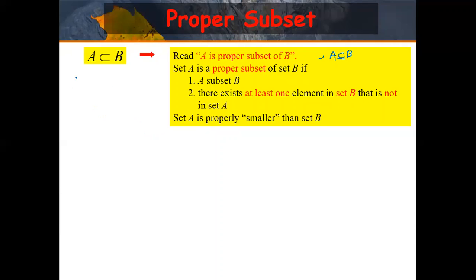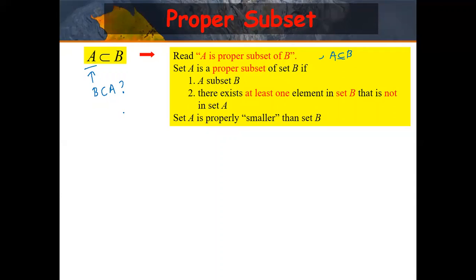Okay? Tengok mana dulu datang. Kalau A subset B, maksudnya all elements in A must also be elements of B. Kalau B subset A, B subset A is all elements in B are also elements of A. Alright, so the second condition is there exists at least one element in B that is not in set A.